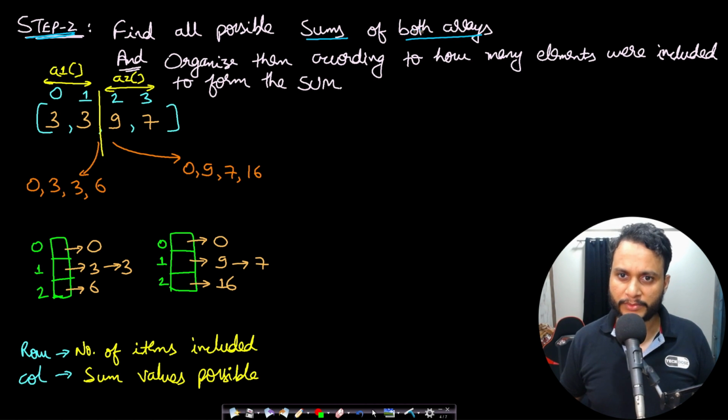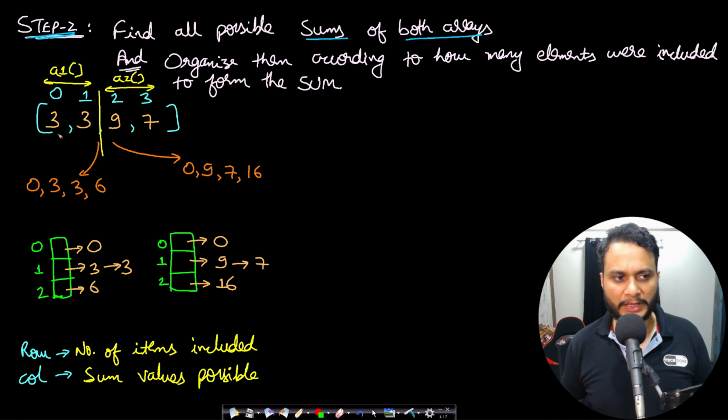We need to find all possible sums of both the arrays and organize them according to how many elements were included to form the sum. Okay, let's look at a dry run. In this case, if you have the elements 3, 3, 9, 7 in the array, then you can assume that the first two items will be a part of array A1 and the last two elements are the part of A2.